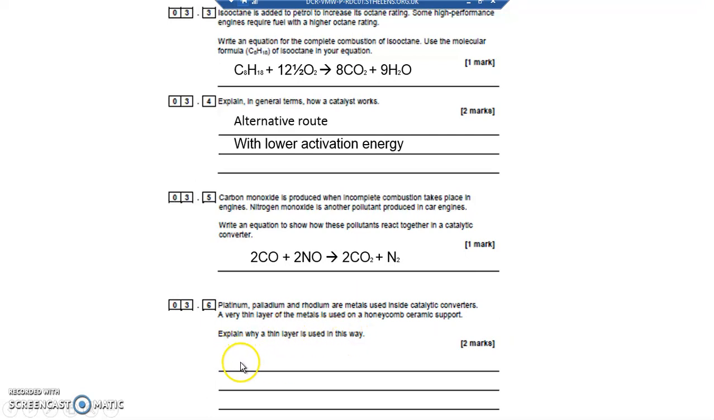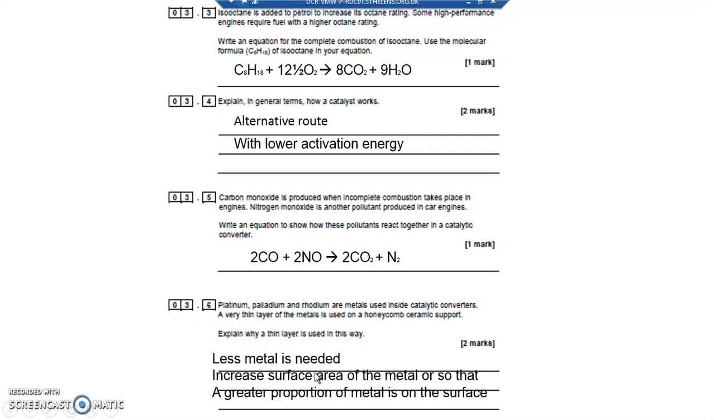Well, it exposes the gases to the thin layer. You can also save money by using a thin layer, and the thin layer of metals means there's a greater surface area to come into contact with the gases. So less metal is needed, so you're going to save money. Less metal is more important really than saving money, although you do save money. Increase surface area on the metal, because it's on the surface, and a greater proportion of metal is therefore on the surface.